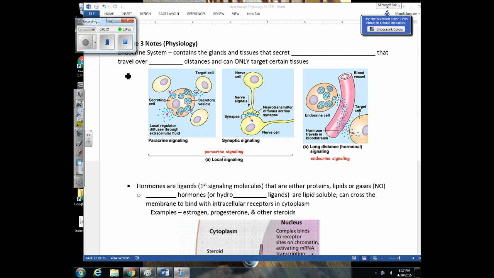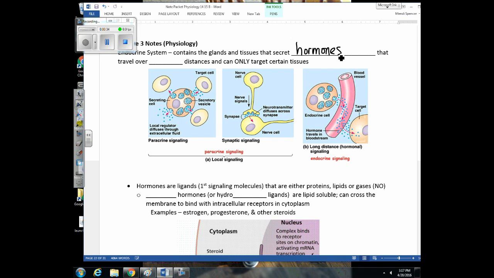Let's talk a little bit about the endocrine system. When I'm talking about the endocrine system, I'm talking about glands and tissues that are secreting hormones that are traveling around the body and targeting other parts of the body, causing a response in other parts of the body. Now, we've talked about signaling over short distances.